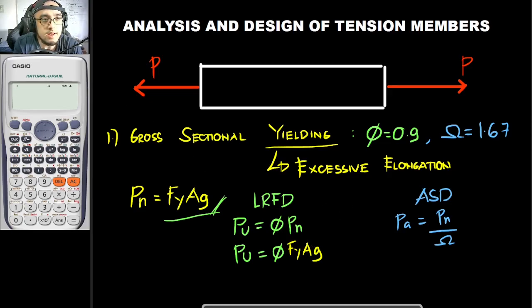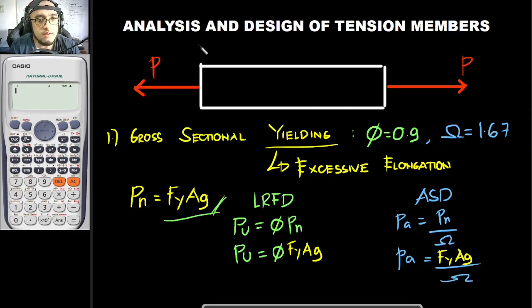And for ASD, PA is equal to PN over omega, and our PN is equal to FY times AG. So FY times AG divided by omega. So once again, if you are only to talk about yielding or cross-sectional yielding, this would be your reduction factor and your safety factor respectively.